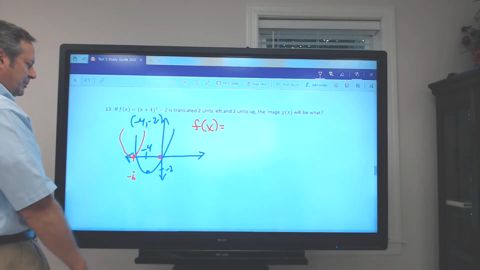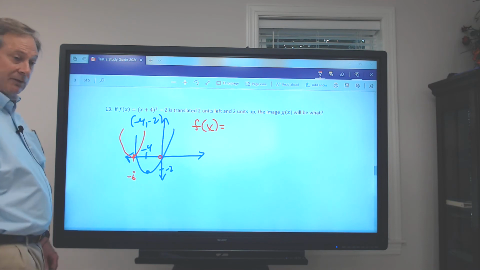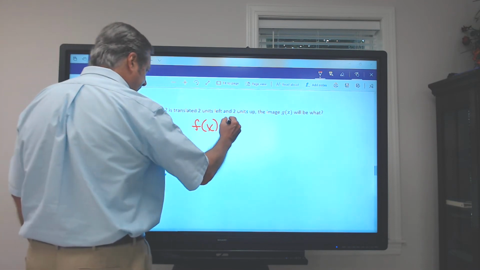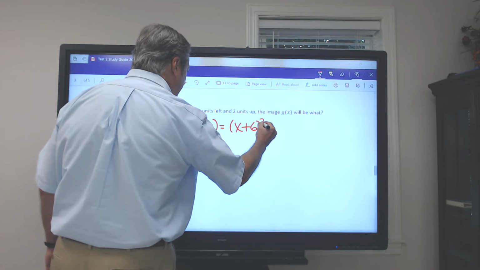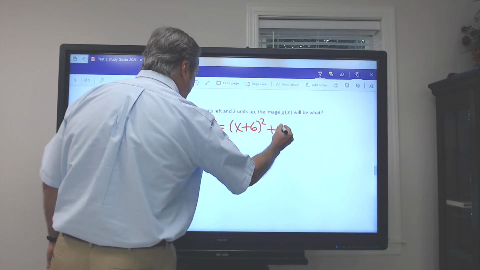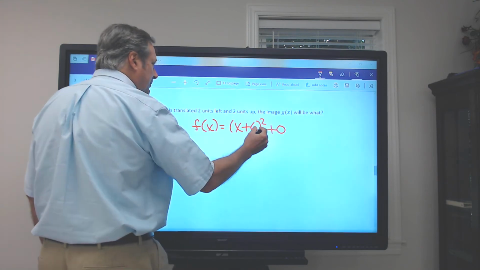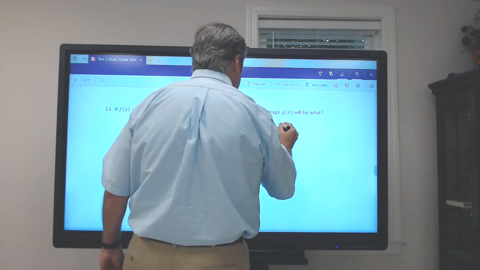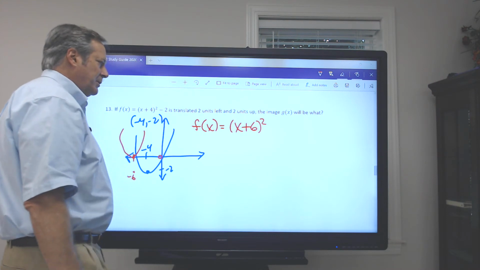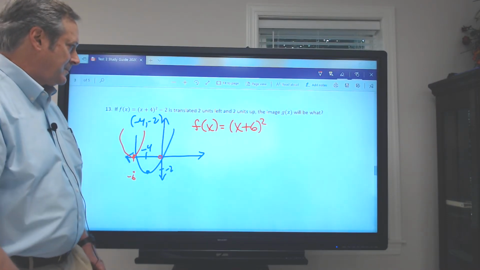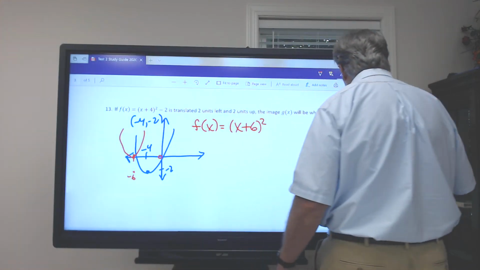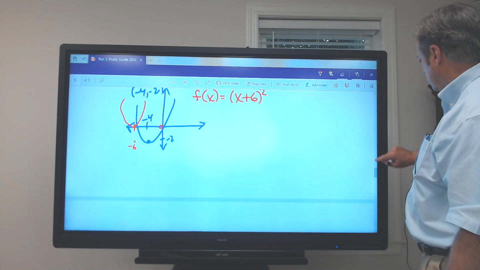So how do we express a vertex of negative 6, 0? That's what we're being asked to do. Well, it's going to be x plus 6 squared. And you could put plus 0, but we typically don't. I would know what you were doing, but that's what the equation would look like. All right, let's keep on rolling.